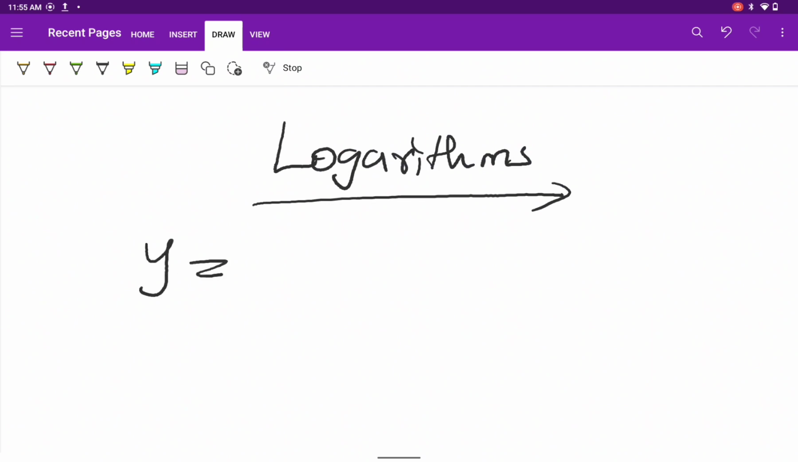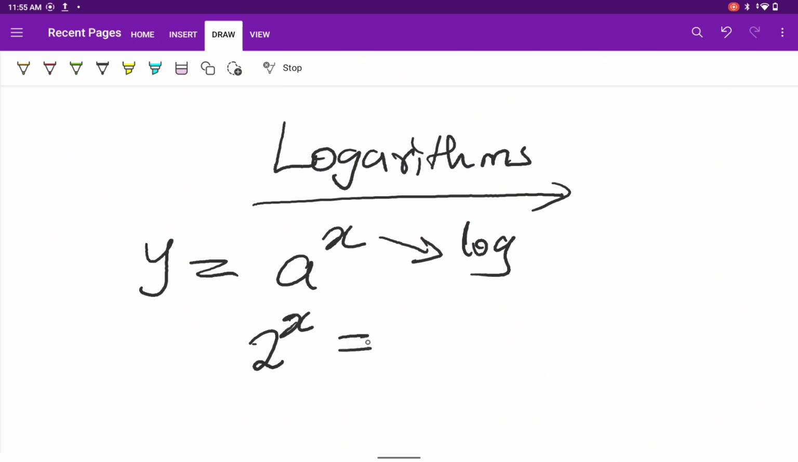If we have the function y equals a exponent x, this x here is actually our logarithm, which is written as log. In other words, maybe we have an exponential equation 2 exponent x equals 8. This x is a log, or a logarithm. Now, how do we get this logarithm? We say this x is a log.